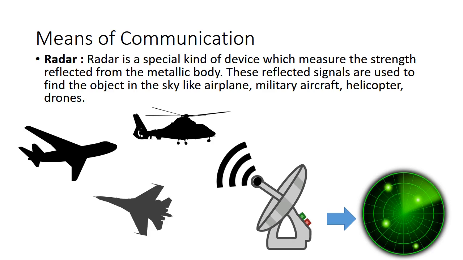The next application of the communication system is radar. Radar is a special kind of device which measures the strength of the reflected signal from a metallic body. These reflected signals are used to find out objects in the skies like aeroplanes, military aircraft, helicopters or drones.